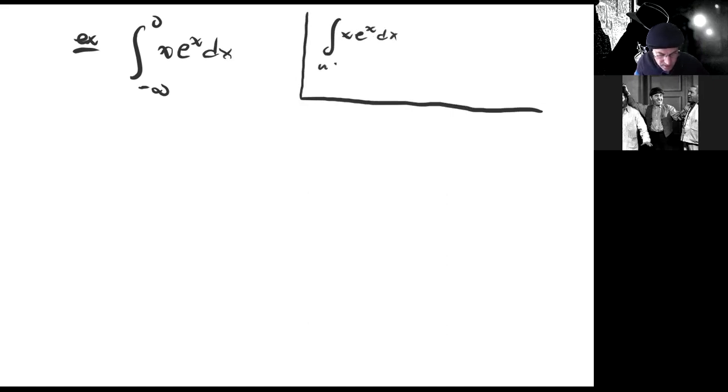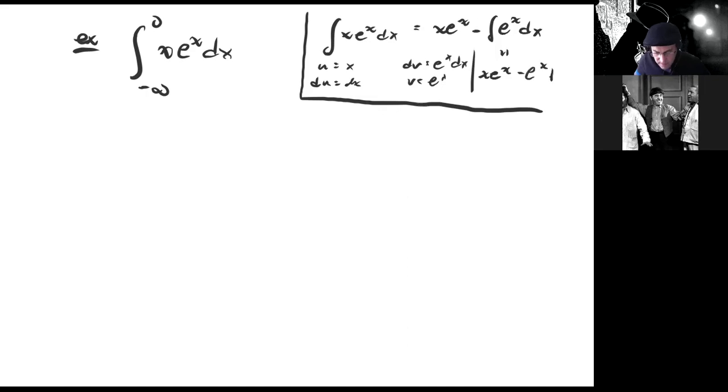Well, remember, there's integration by parts. u equals x, du equals dx. So dv equals e to the x dx, so v equals e to the x. So you're going to get u times v, which is x e to the x, minus the integral of v du, which is the integral of e to the x dx. And then this becomes x e to the x minus e to the x plus c.